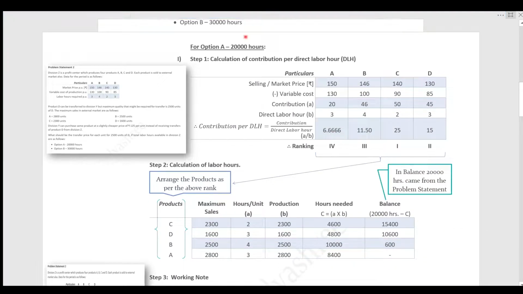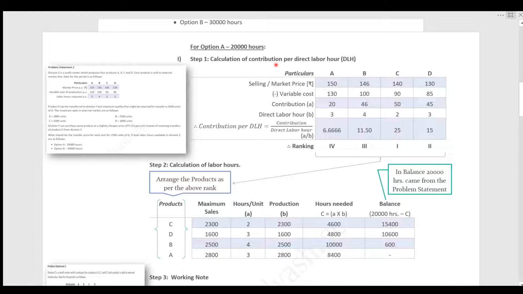Well, let's first take option A, that is for 20,000 hours. As per the previous problem, in this problem also we have to calculate 4 steps. So let's move on with the first step, that is calculation of contribution per direct labor hour. The direct labor is already given in the question. You can see the question on the left hand side. So you can take that.